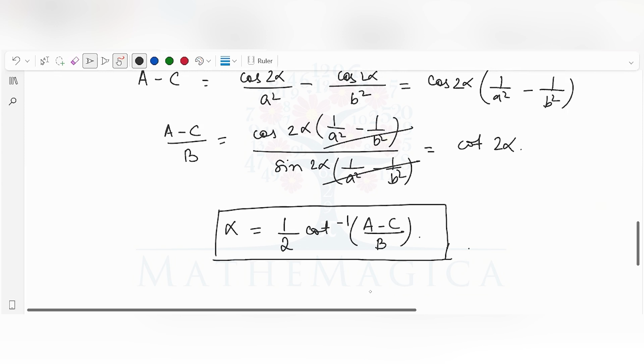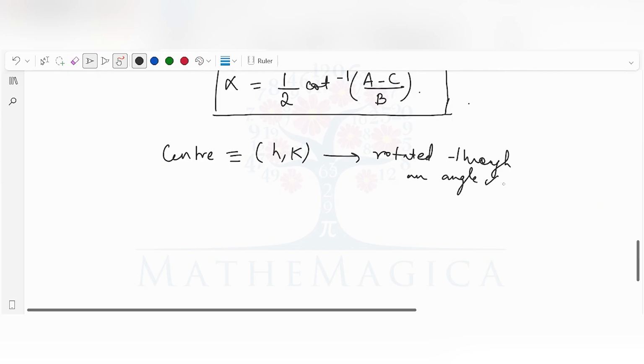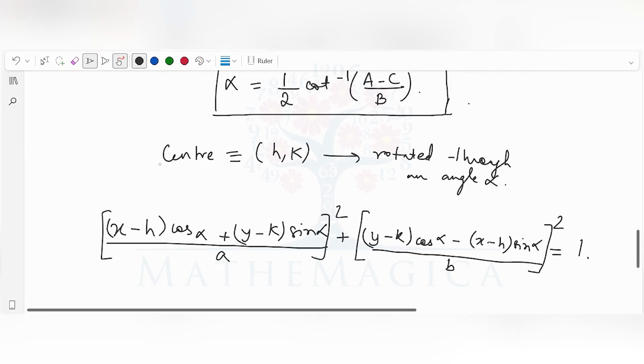Now, my task for all of you is to find the equation of an ellipse whose center was not at 0, 0, but at h, k, and which is then rotated through an angle alpha. You'll observe that the equation is nothing but this. This is the equation that you will find finally.